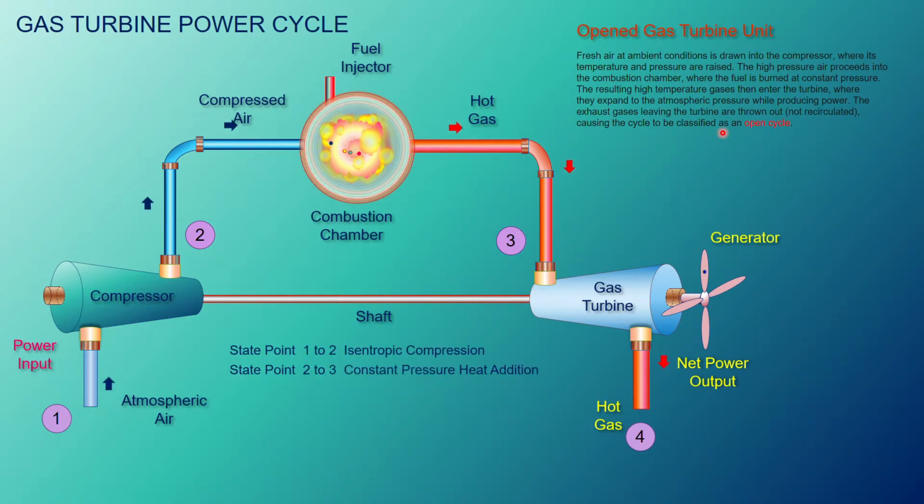Now you can see the notes below here. State point 1 to 2 is isentropic compression. State point 2 to 3 is constant pressure heat addition. State point 3 to 4 is isentropic expansion. Remember, you don't have heat rejection here, so you don't need to calculate heat rejection. Your net work output is calculated from the work output of the turbine minus the work input of the compressor.